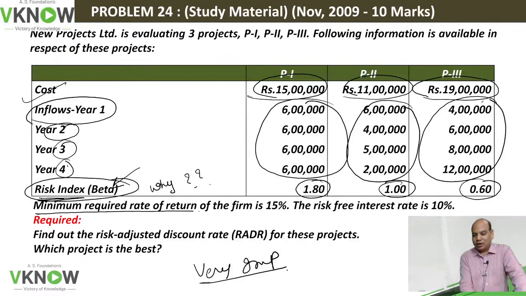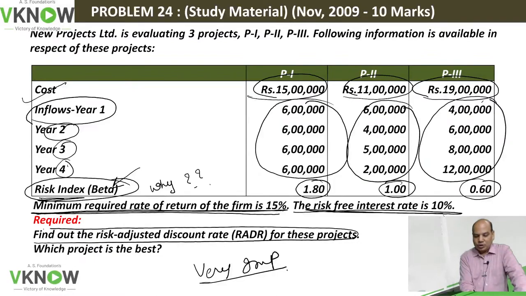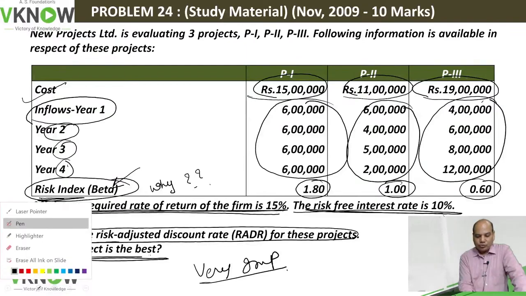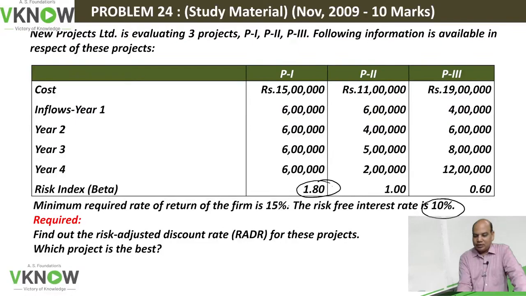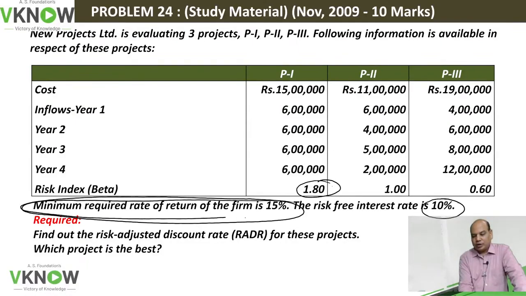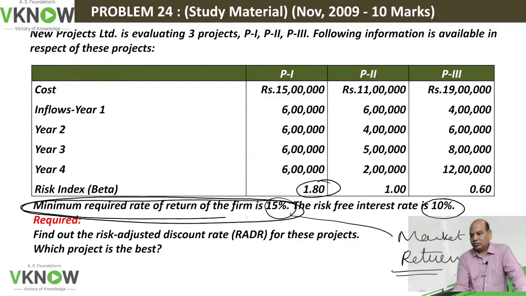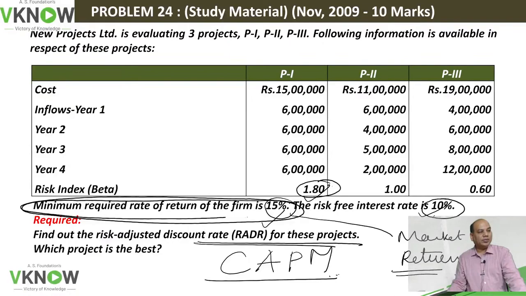Minimum required rate of return of the firm is 15%. Risk-free rate is 10%. Find out the risk adjusted discount rate for these projects and which project is the best. We will use beta, risk-free rate, and this 15% we will treat as market return, and therefore using these three we can find out the RADR by applying the principle of CAPM.